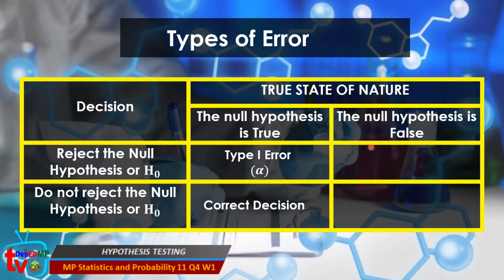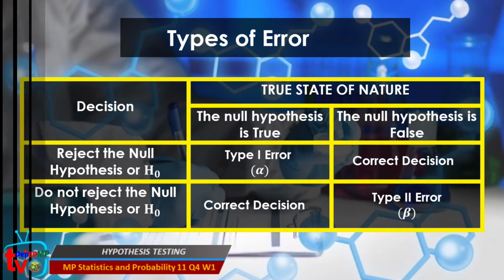Similarly, if the null hypothesis is false and you rejected that null hypothesis, then your decision is correct. But if the null hypothesis is false and you did not reject that null hypothesis, then you committed a type 2 error. Type 2 error is committed when the researcher fails to reject a null hypothesis that is false. Beta is used to represent the probability of a type 2 error.